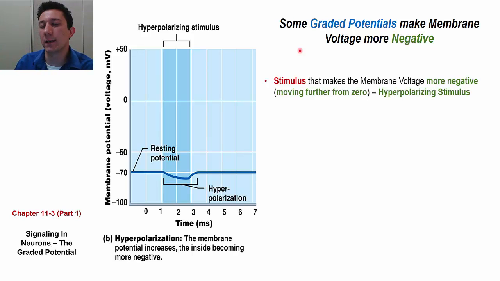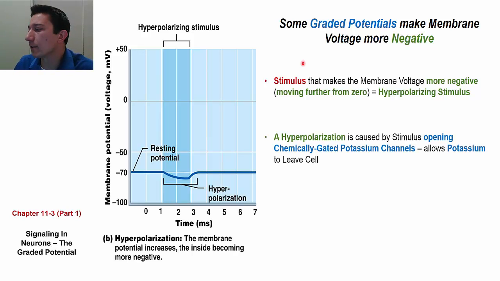So the term that we use when a stimulus makes the membrane voltage more negative for a brief time is what we call a hyperpolarizing stimulus, right? Or if it makes our membrane voltage move further from zero, so it becomes more negative, right? Hyperpolarizing stimuli, in this case of neurotransmitters, our stimulus is opening a chemically gated potassium channel. So it's letting potassium leave the cell. Recall that potassium is a positive charge, and it's at high concentrations on the inside of our cell at rest. So if it's allowed to leave the cell, it's going to take positive charge with it, and our cell is going to become more negatively charged for a brief time.